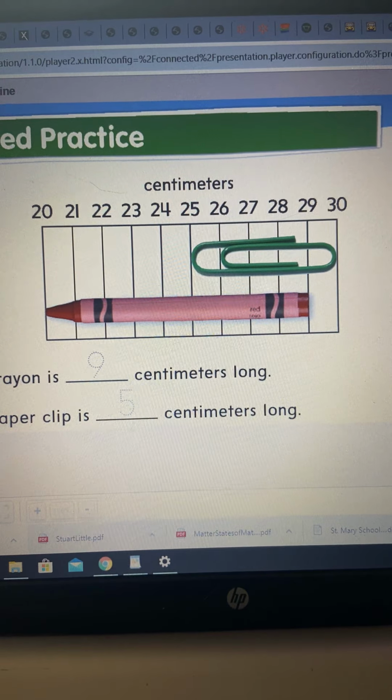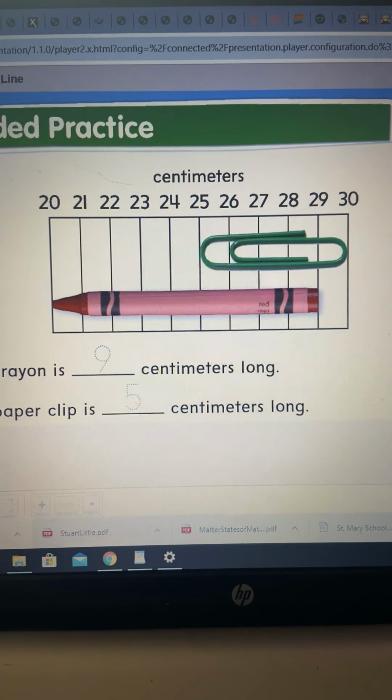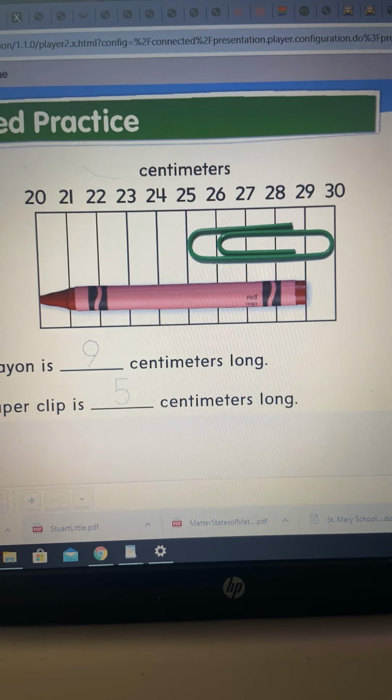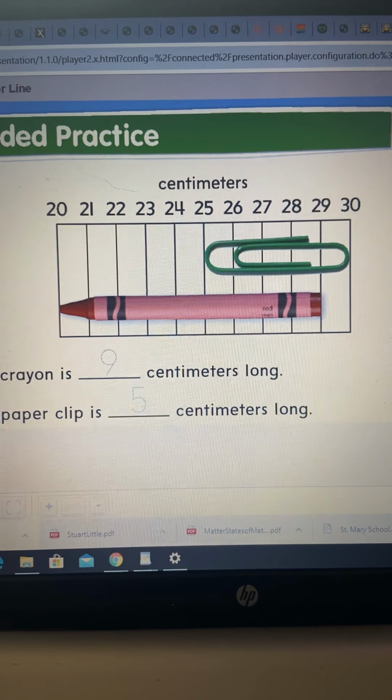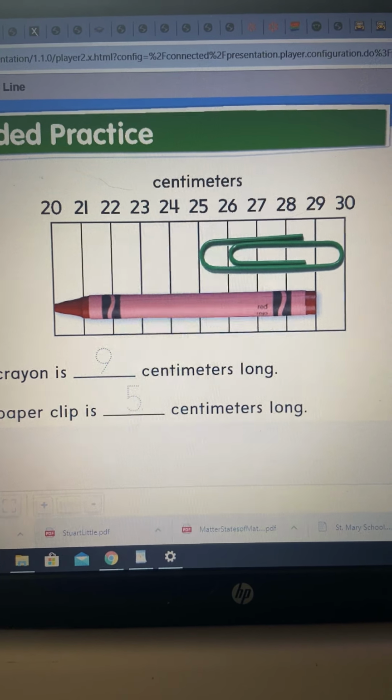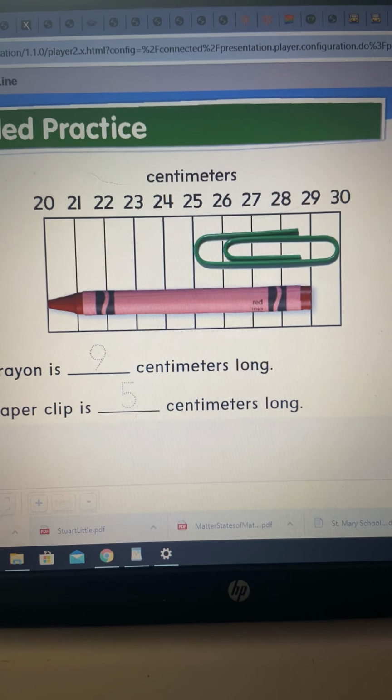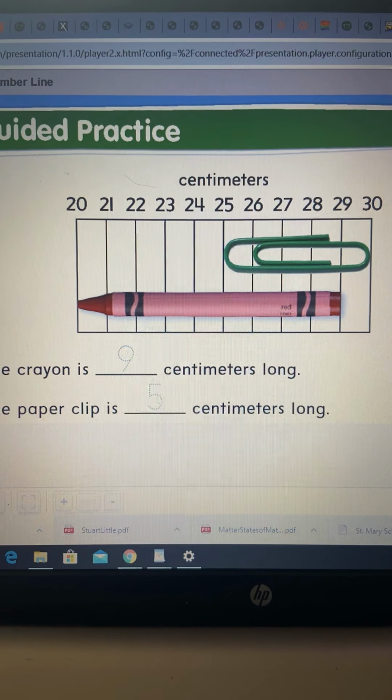All right, the crown starts at 20, ends at 29. And that would make it 9 centimeters long. And the paper clip starts at 25 and ends at 30. And that will make it 5 centimeters long.